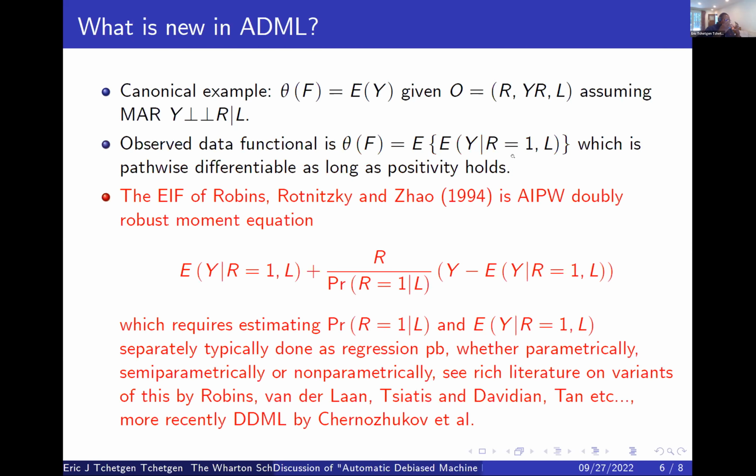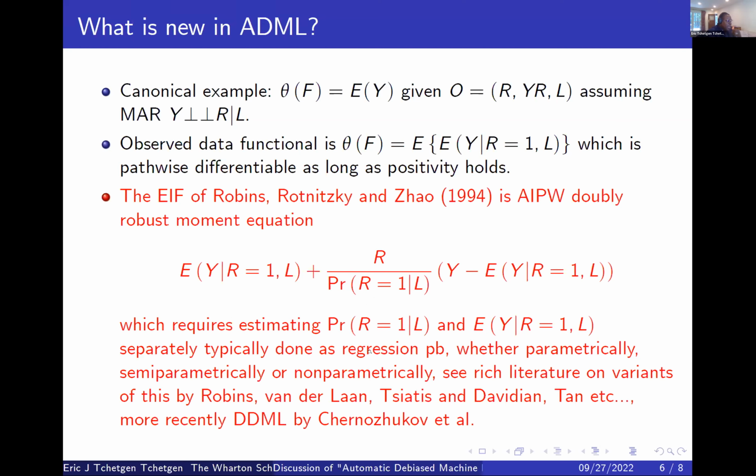The EIF, the efficient influence function of Robins, Rotnitzky, and Zhao, derived back in '94, is the augmented IPW estimating moment, the doubly robust moment equation, which is given here. It combines propensity score and outcome regression in such a way that the bias of an estimator that would plug in estimators of these two quantities would in fact be doubly robust, meaning mixed bias type, the product of the biases of the nuisance parameters. And so this will typically, for implementation, require estimating these two nuisance parameters separately.